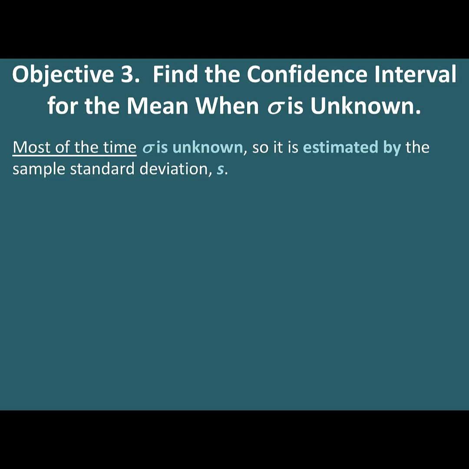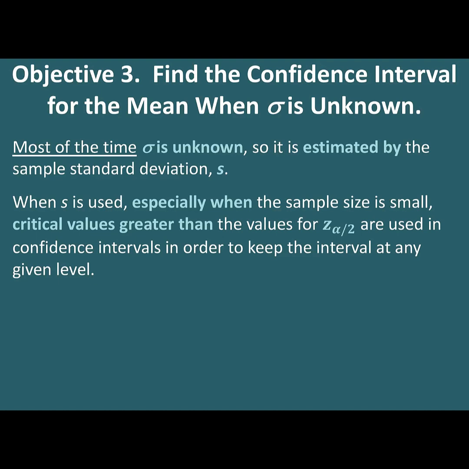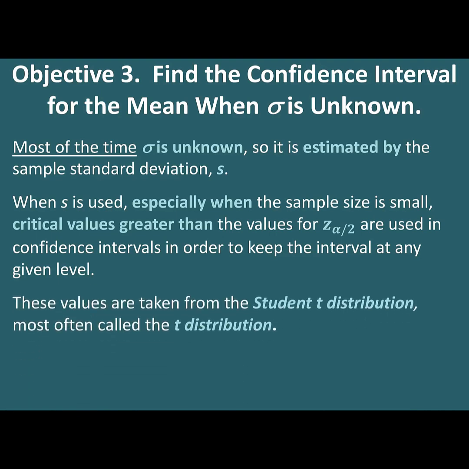As mentioned earlier, most of the time, sigma is unknown. So it is estimated by the sample standard deviation S. When S is used, especially when the sample size is small, critical values greater than the values for z subscript alpha over 2 are used in confidence intervals in order to keep the interval at any given level. These values are taken from the student t-distribution, most often called the t-distribution.